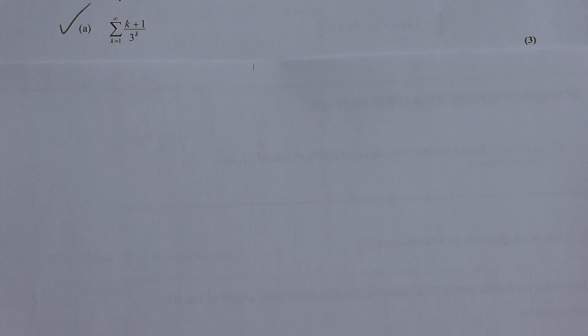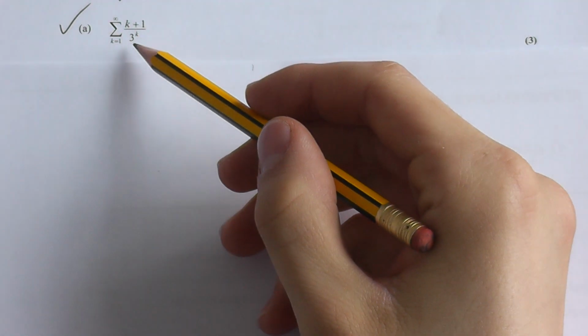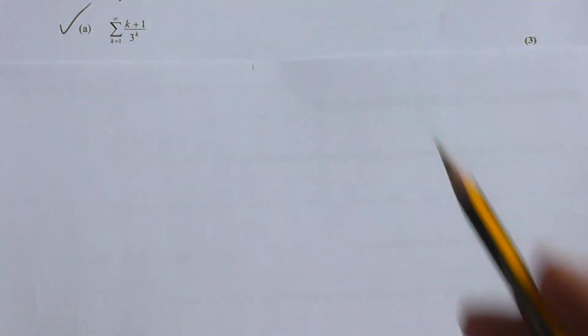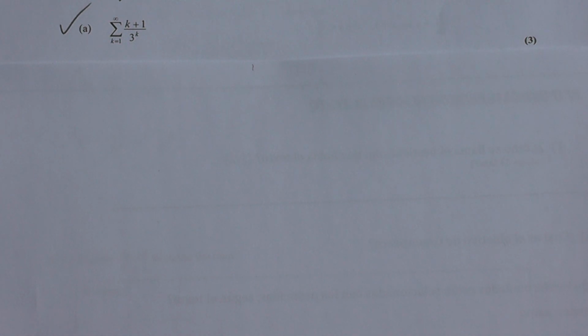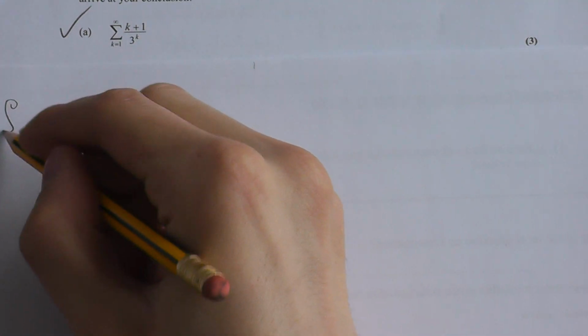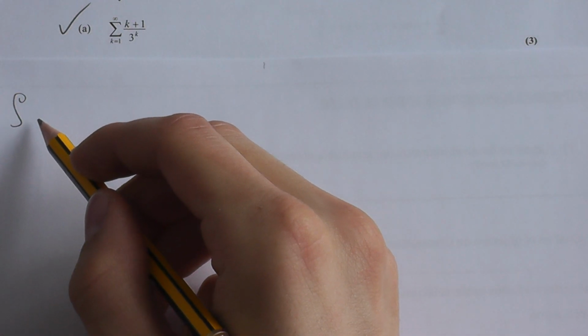We are asked to test the following series for convergence or divergence. To find out whether it converges or diverges, we do not need to know the value that it converges to. Whenever you see something that has 3 to the k, for example, you should immediately realize that this can be tested for convergence using the ratio test.